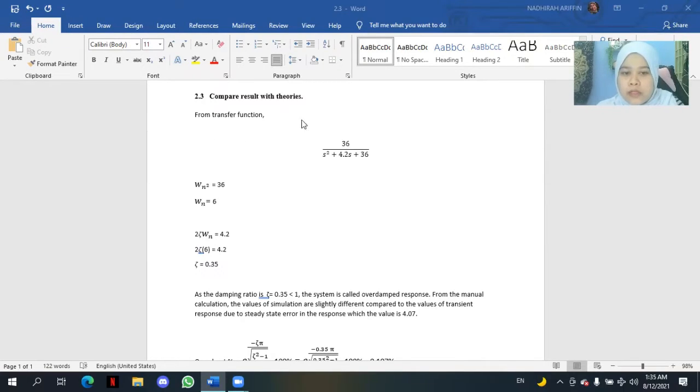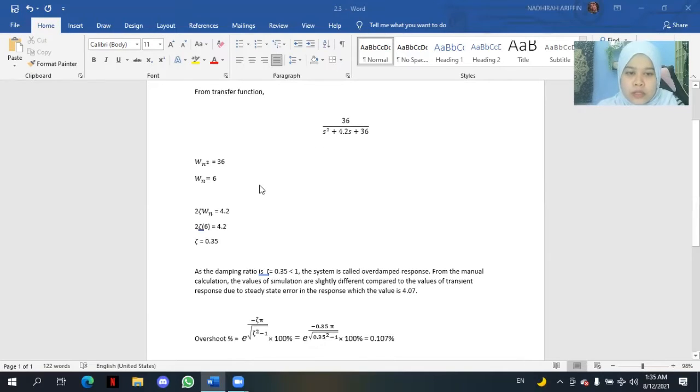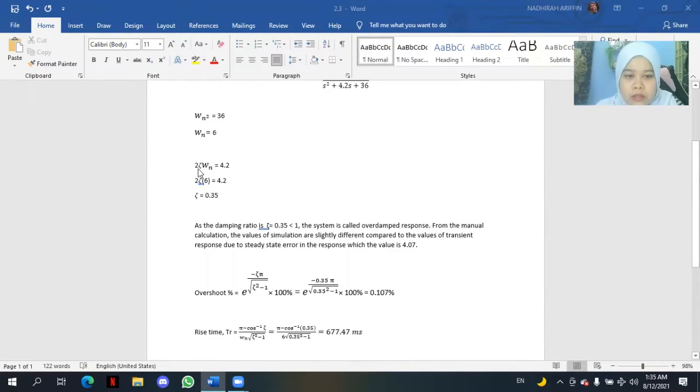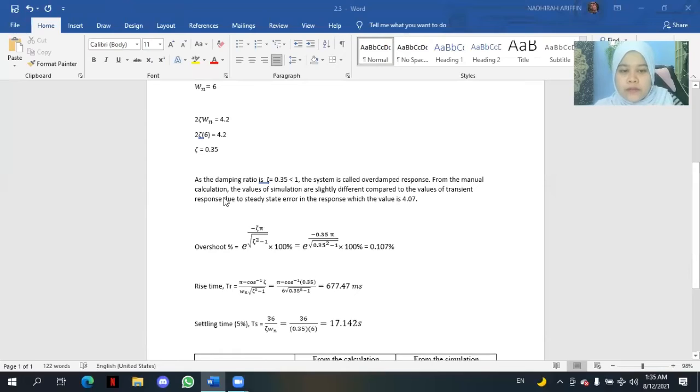For this lab 1 part 2, my part is task 2.3, which is to compare the result with your result. The transfer function is 36 over s squared plus 4.2s plus 36. This is the value that we will put in the block diagram for the simulation. Next, Wn squared equals 36, Wn equals 6. Then 2 zeta Wn equals 4.2, 2 zeta times 6 equals 4.2. So the value for zeta is 0.35.